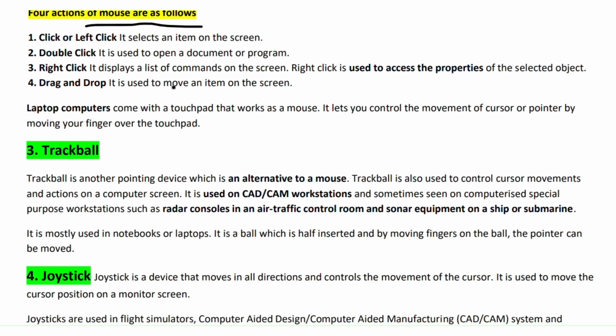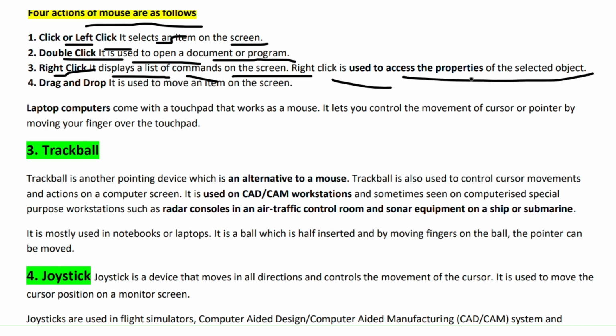The actions of the mouse are as follows. Click or left click selects an item on the screen. Double click is used to open a document or a program. Right click displays the list of commands on the screen. Right click is used to access the properties of a selected object. Drag and drop is used to move an item on the screen.